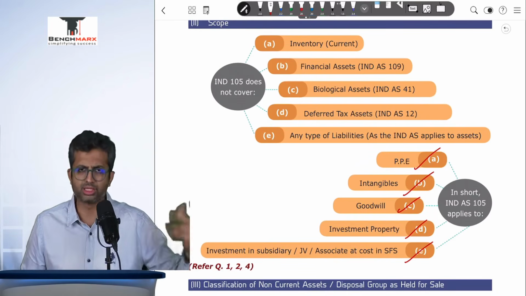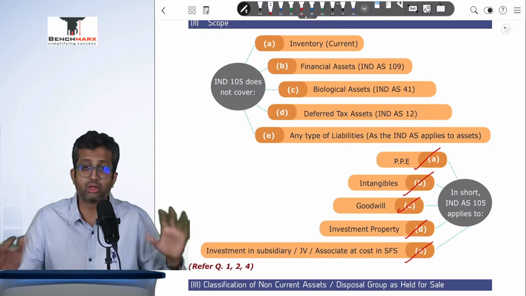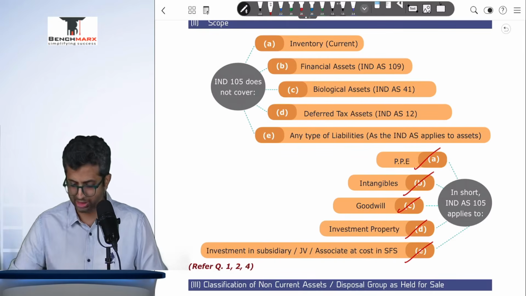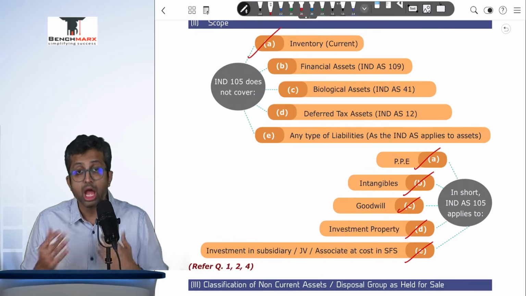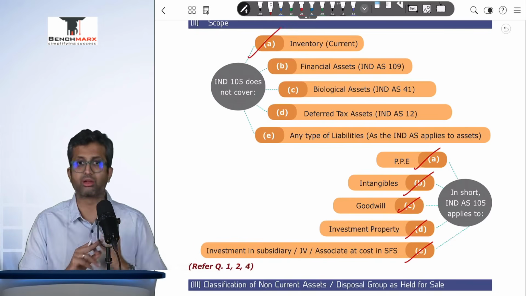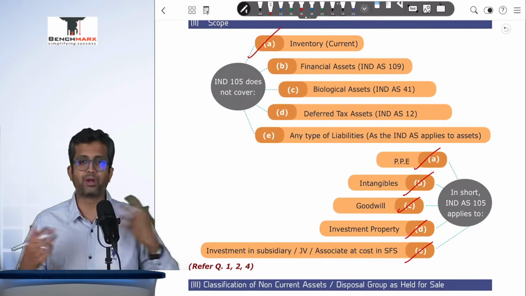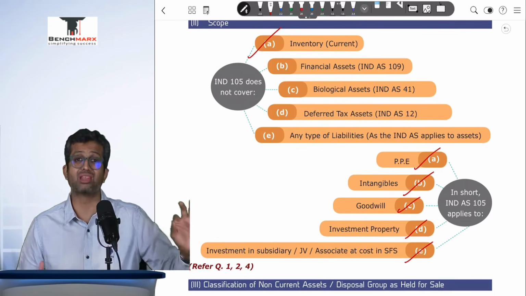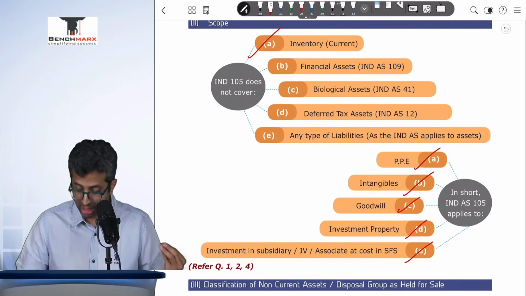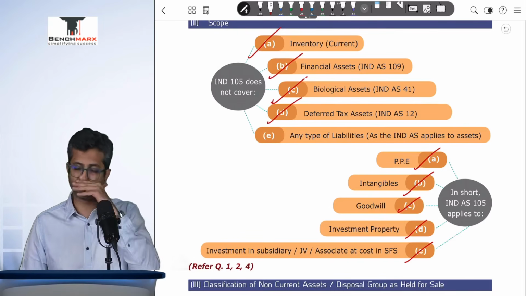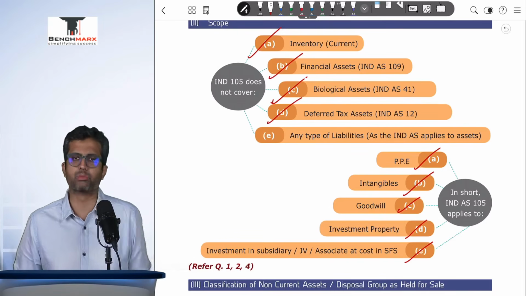Well, current assets. Why? Because they are current. We cover non-current assets, and items like inventories, which are actually current assets, will not be within the scope of this standard. And even certain non-current assets like a financial asset, like an investment, for example, or a deferred tax asset or a biological asset. There are separate accounting standards for this, like Ind AS 41 for a biological asset, Ind AS 109 for a financial asset, and Ind AS 12 for a deferred tax asset, and hence they will not be covered by Ind AS 105.